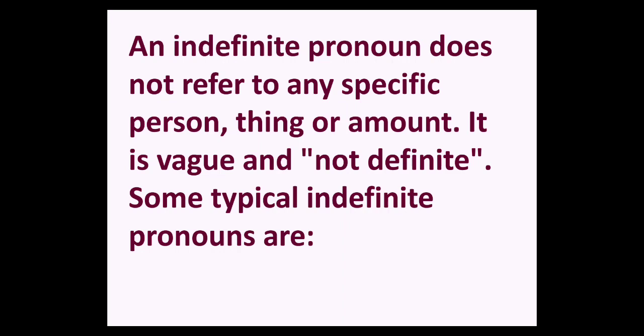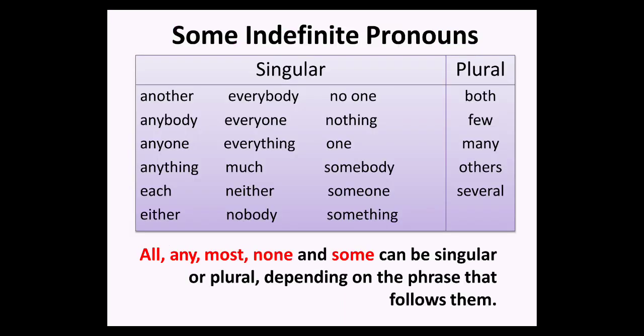Indefinite pronoun. An indefinite pronoun doesn't refer to any specific person, thing, or amount. It's vague and not definite. Some typical indefinite pronouns are singular and plural. For singular: another, anybody, anyone, anything, each, either, everybody, everyone, everything, much, neither, nobody, no one, nothing, one, somebody, someone, something. And for plural: both, few, many, others, and several.